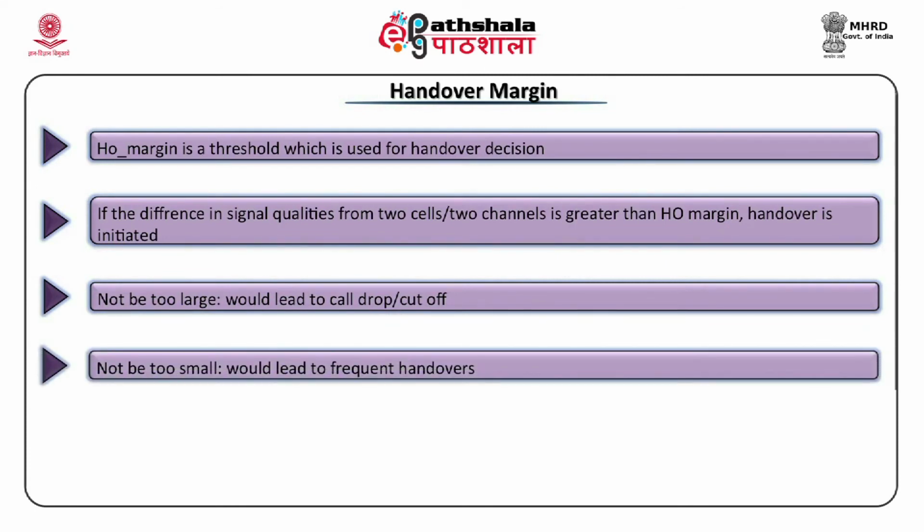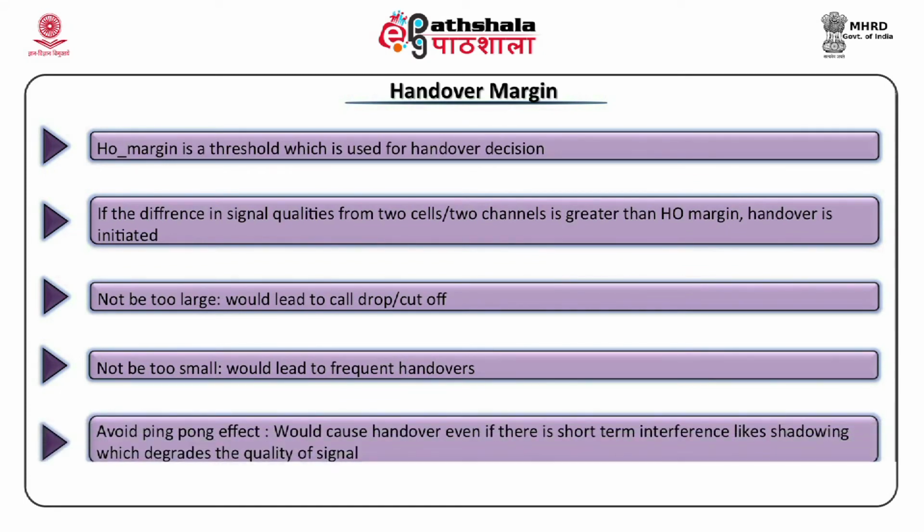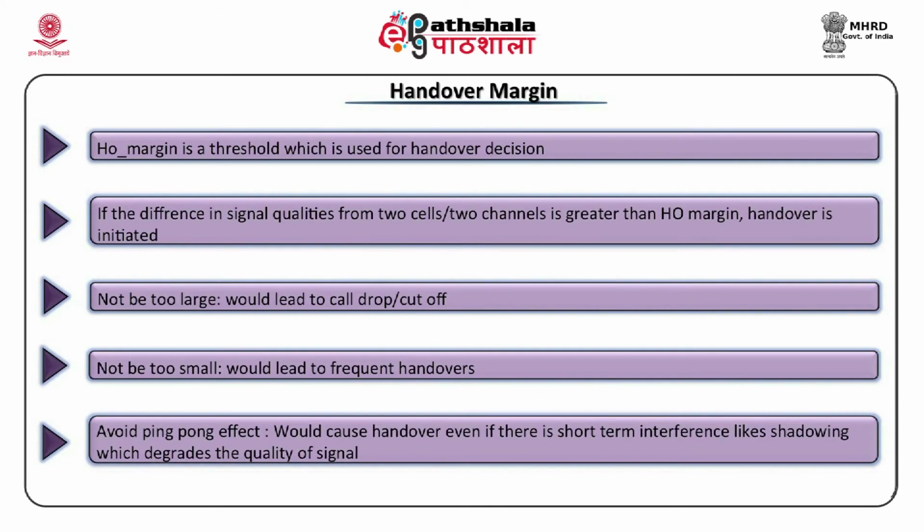But utmost care should be taken while setting this HO margin. Why? Because if the HO margin is very large, that is, I am waiting for the difference to go up to a considerable amount and then and only then I will perform the handover, in that case, a call drop can take place. But what if the HO margin is very small? If the HO margin is very small, then frequent handovers will take place.